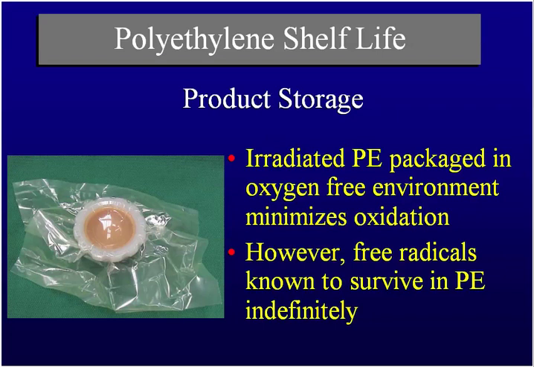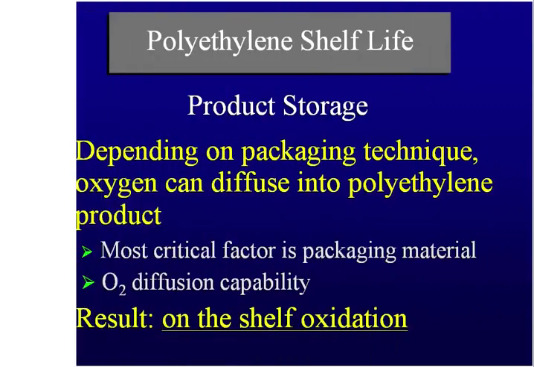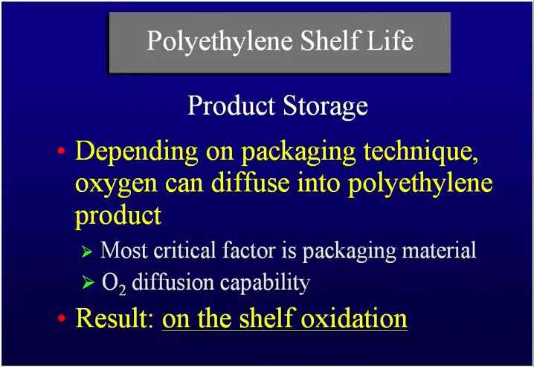So depending on the packaging technique, the oxygen can diffuse into that polyethylene product. And the most critical factor is the packaging material and the O2 diffusion capability. So if you have a product that will diffuse oxygen in, you will have on-the-shelf oxidation, and you will have a product that's just as bad as gamma products in air.